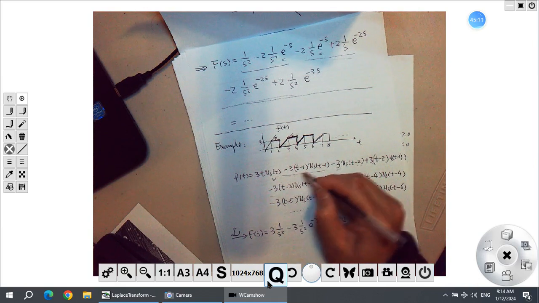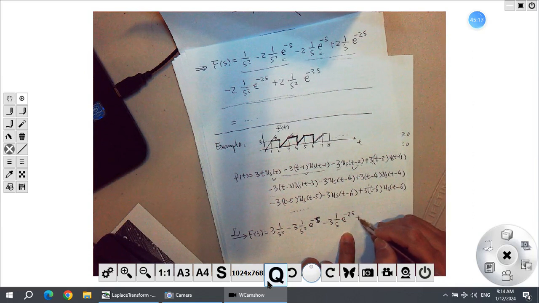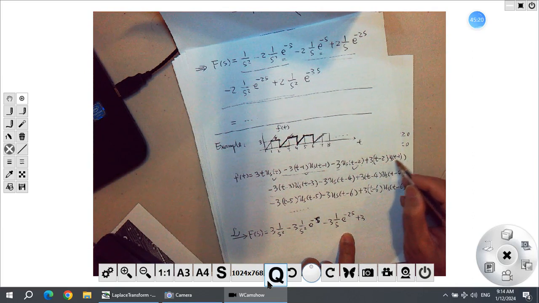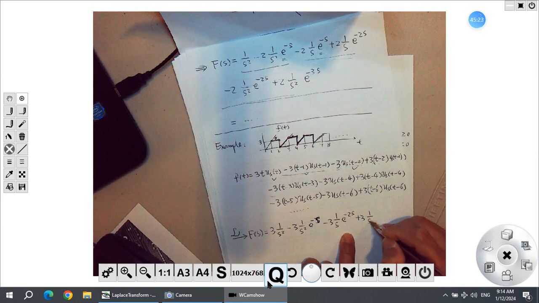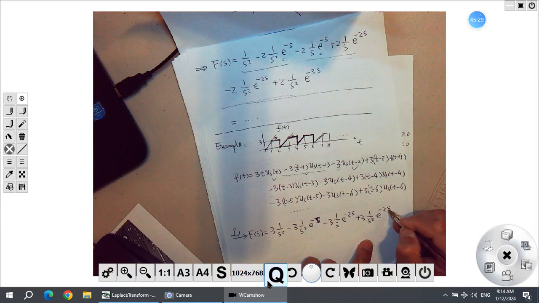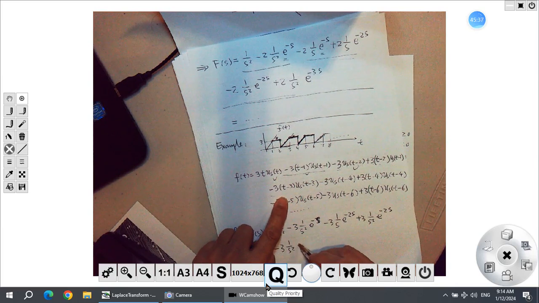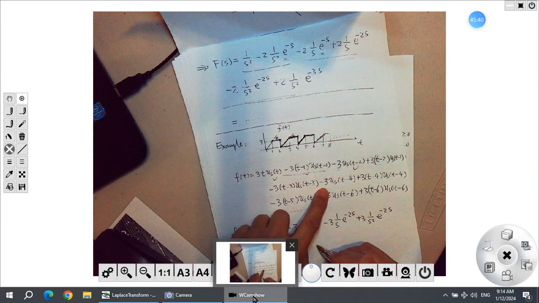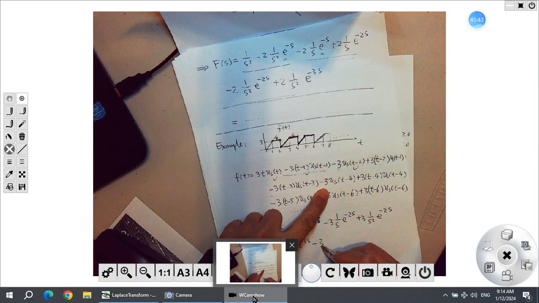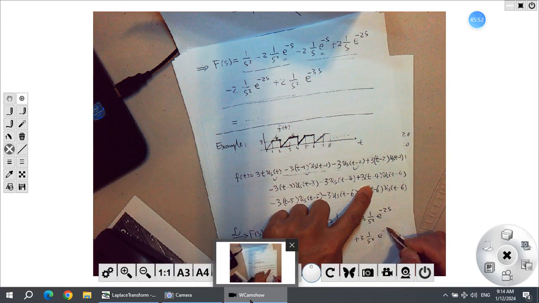The fourth term is plus 3 times t. This is a ramp, right? t times u_s of t is 1 over s squared, and shifted to t equal to 2, so e to the negative 2s. And then I have minus 3, 1 over s squared, e to the negative 3s. And similar thing, right? Minus 3, 1 over s, e to the negative 4s. And plus 3, 1 over s squared, e to the negative 4s.